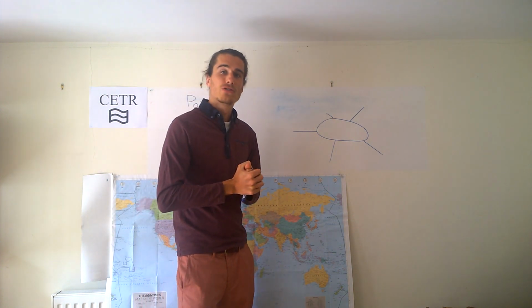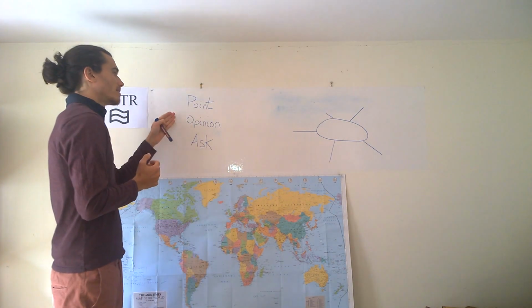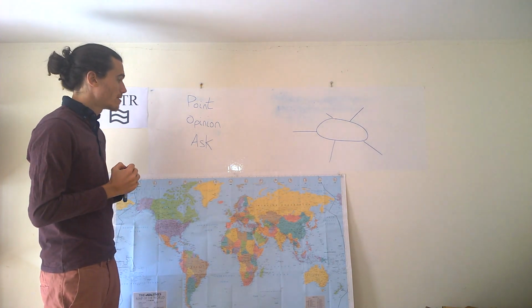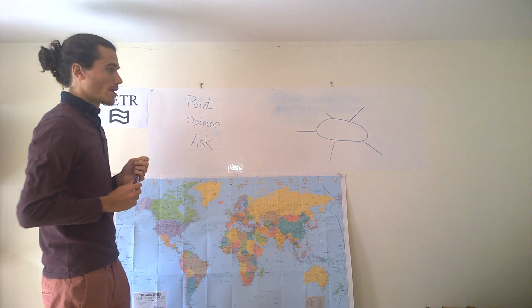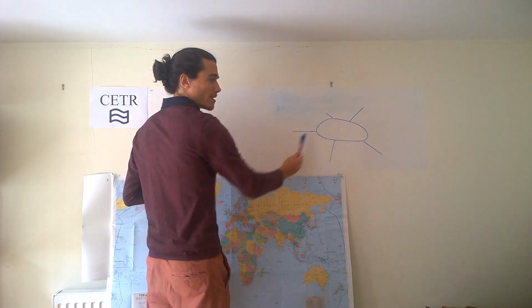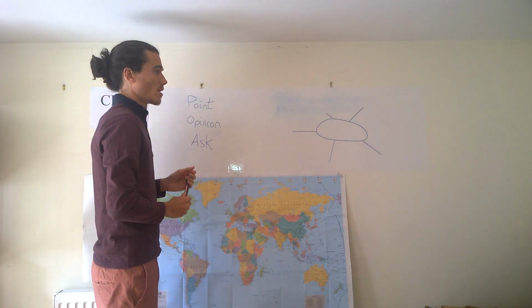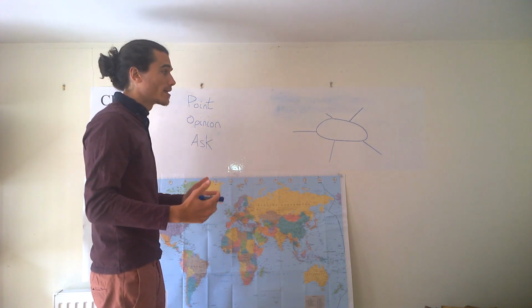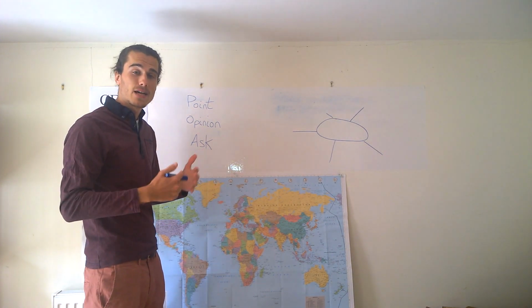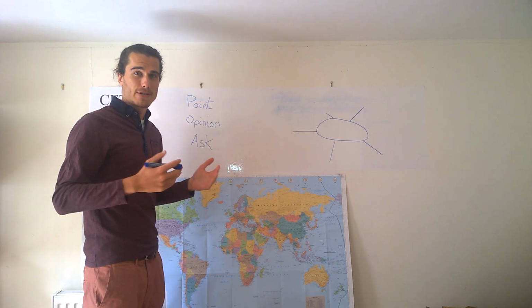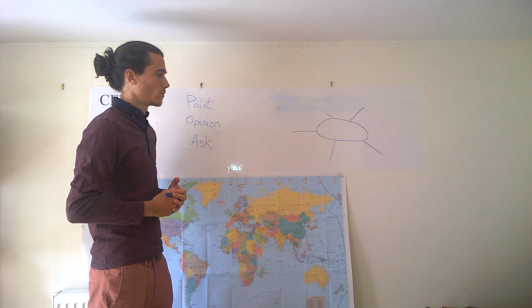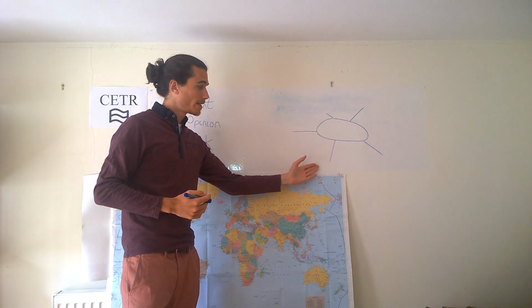Okay, so this is what I like to call POA: point, opinion, ask. When you are presented with this spider diagram, one student should start the discussion. And the way they can start the discussion is to say, for example, let's start with this point. Or, shall we begin by talking about this?